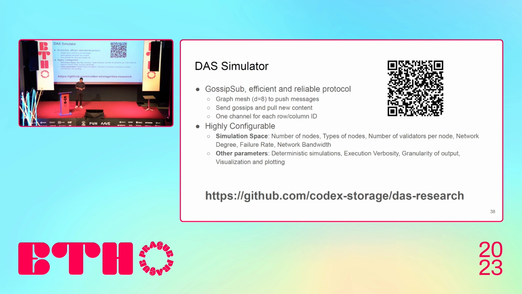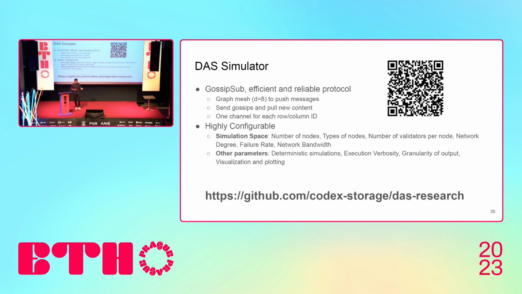So the simulator simulates a gossipsub network. For those that are not familiar with gossipsub, it's a graph mesh in which you can push messages, and then you can send gossips and pull new content when you need it. Today, we have about 64 channels for the different attestation networks.